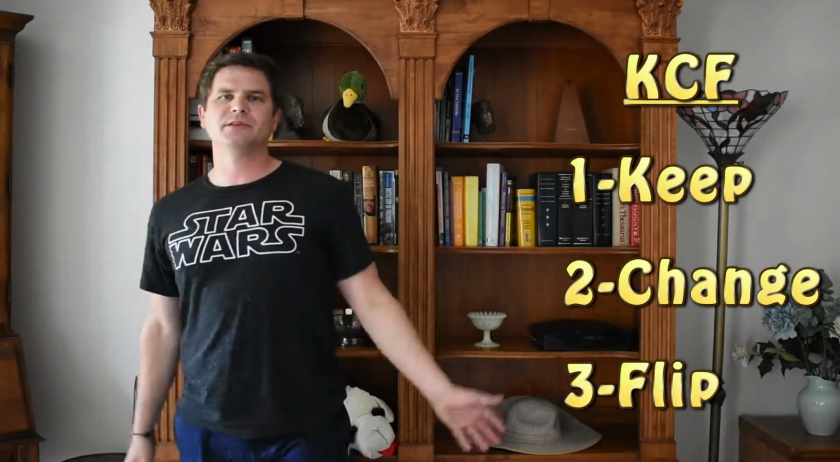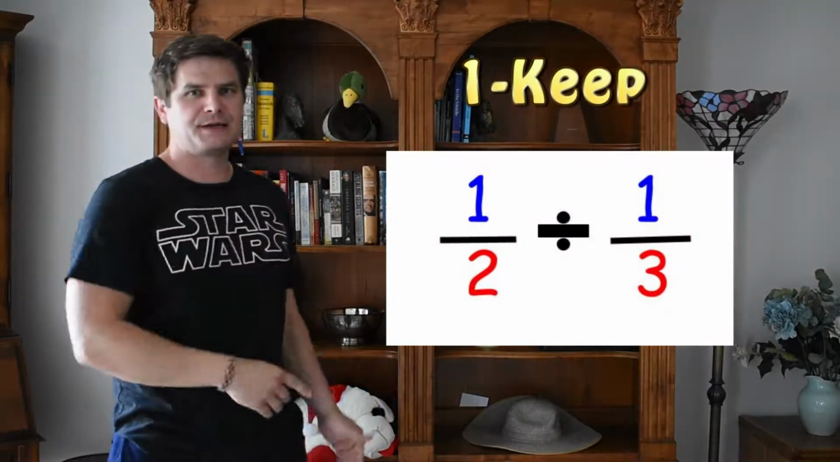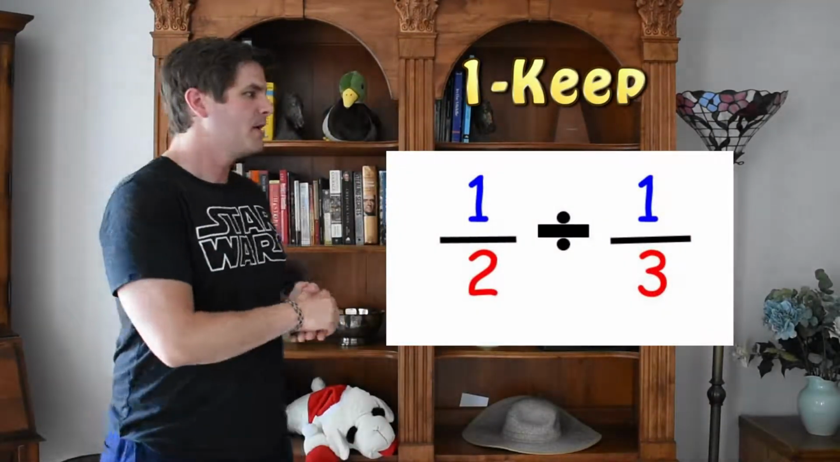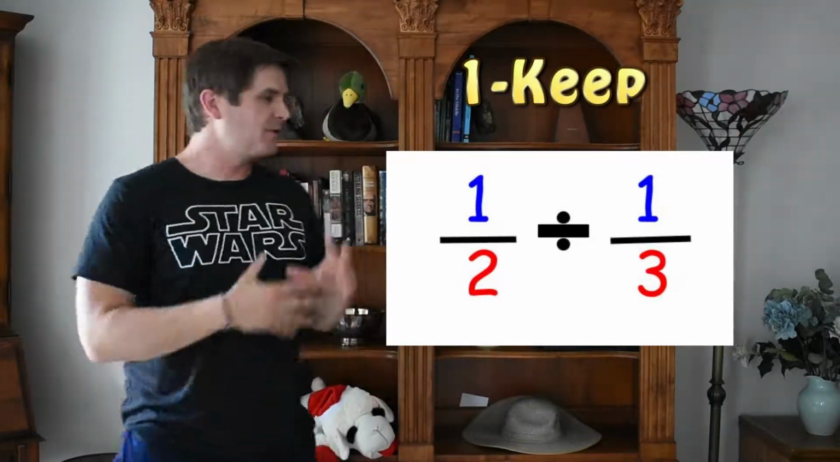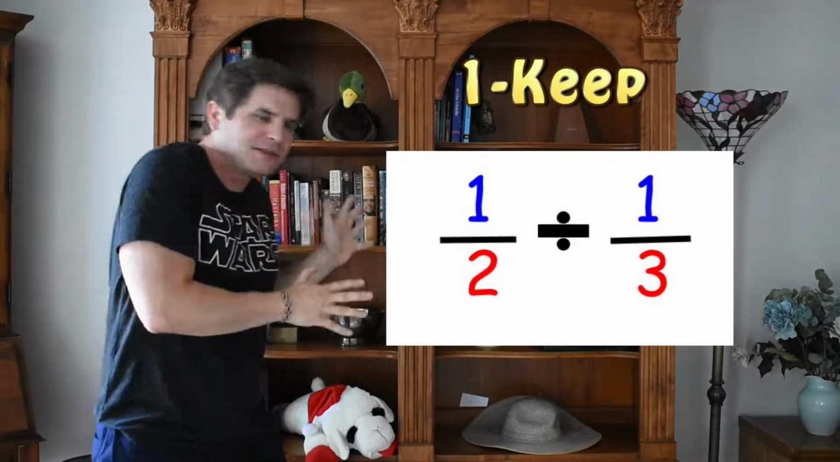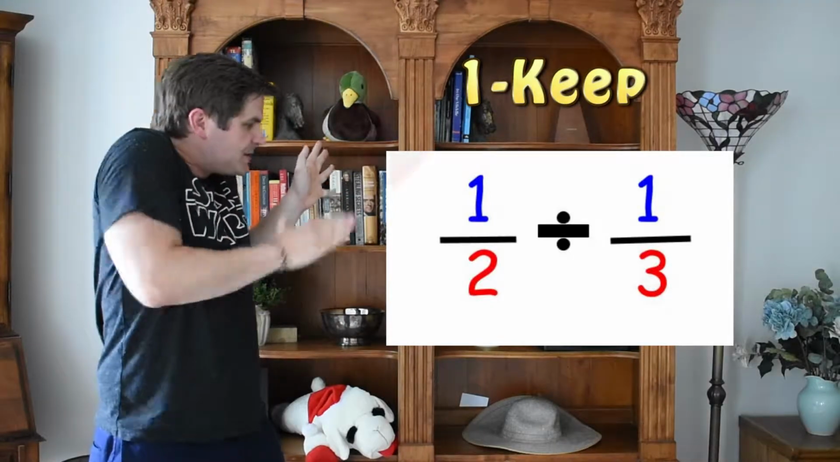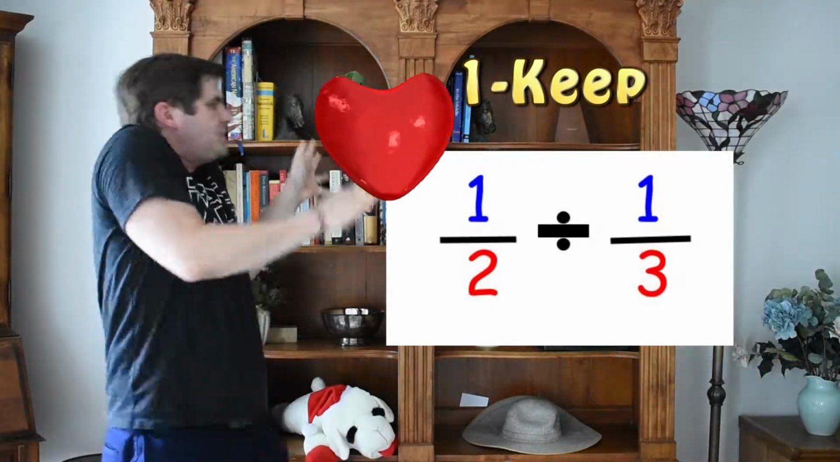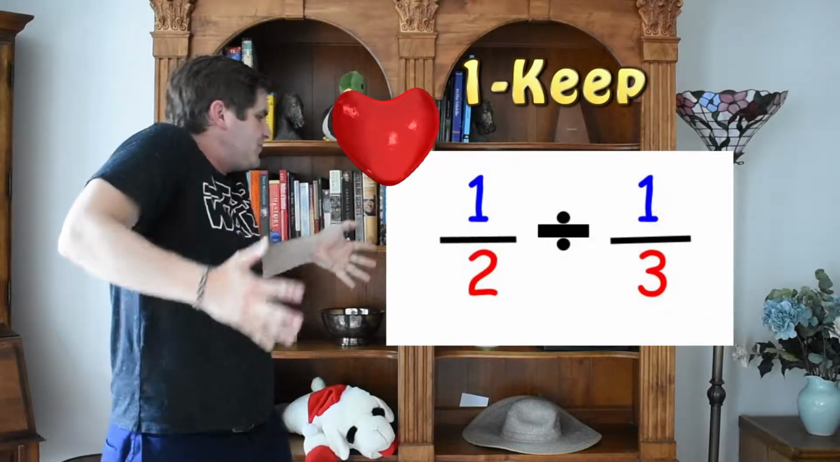So what does that look like? Let's say we have the problem 1/2 divided by 1/3. The first fraction of the problem, I would keep the same. Always keep the first one the same. So we keep 1/2 the same. We don't touch it. We say, hey, you're great the way you are. You're special. We appreciate your efforts. We love you. Stay the same.